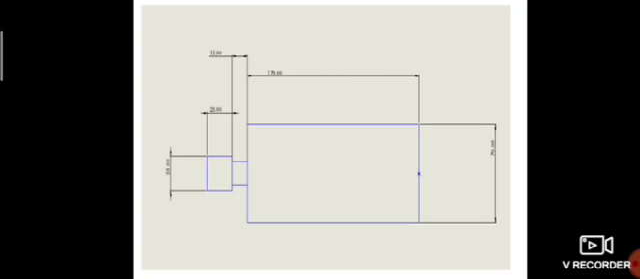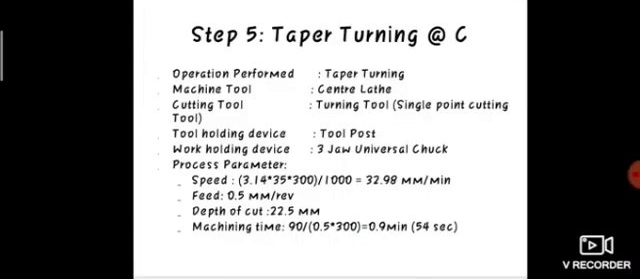After step turning and grooving, the operation has been done by taper turning at the section C. The operation performed is taper turning. The machine tool is center lathe, cutting tool is turning tool, tool holding device is tool post, work holding device is 3 jaw chuck. The process parameters are feed, speed, depth of cut, machining time. Machining time is 0.9 minute.